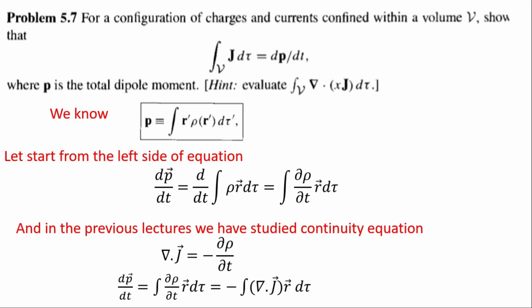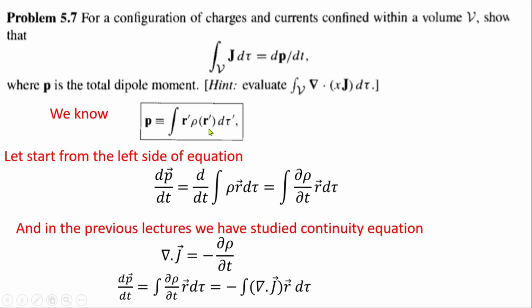The statement of problem 5.7 is: for a configuration of charges and currents confined within the volume V, show that the integral over V of j d tau is equal to dp over dt, where p is the total dipole moment.